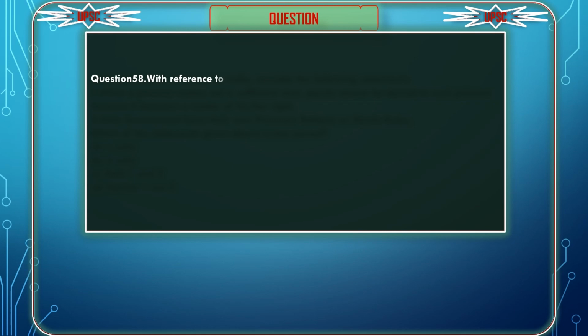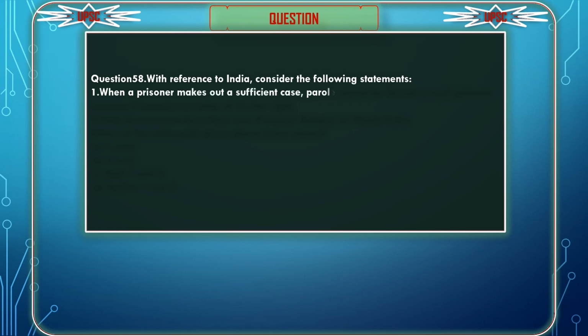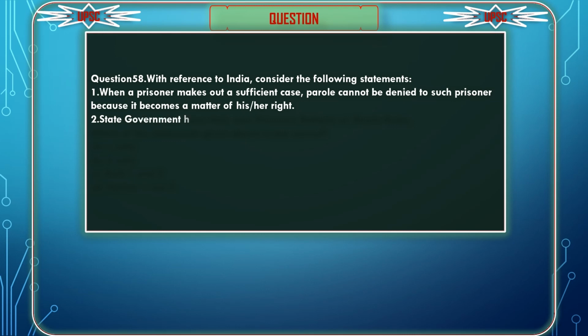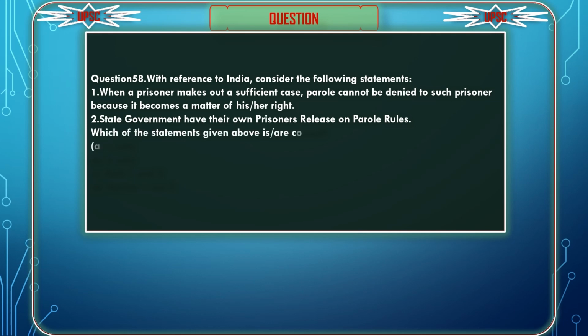Question 58. With reference to India, consider the following statements. 1. When a prisoner makes out a sufficient case, parole cannot be denied to such prisoner because it becomes a matter of his or her right. 2. State governments have their own prisoners release on parole rules. Which of the statements given above are correct? A. 1 only. B. 2 only. C. Both 1 and 2. D. Neither 1 nor 2.